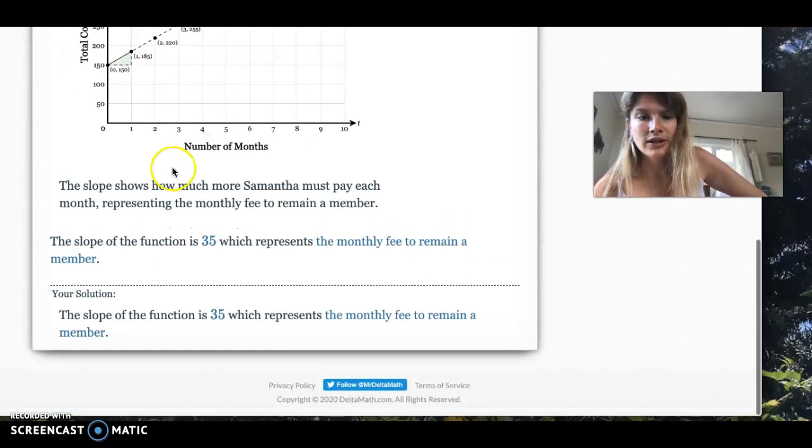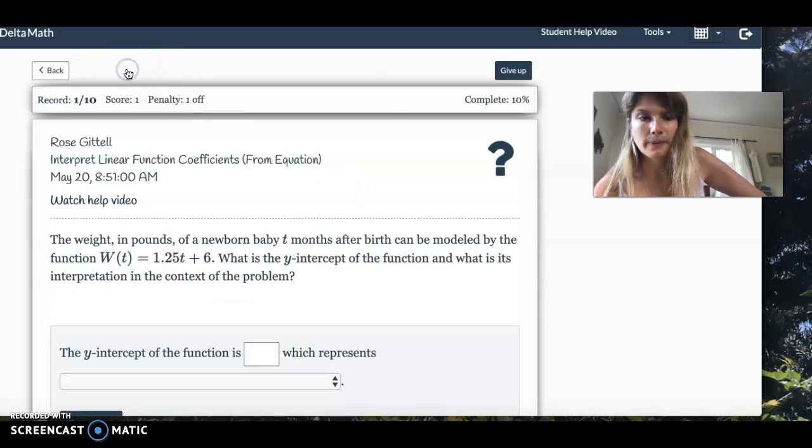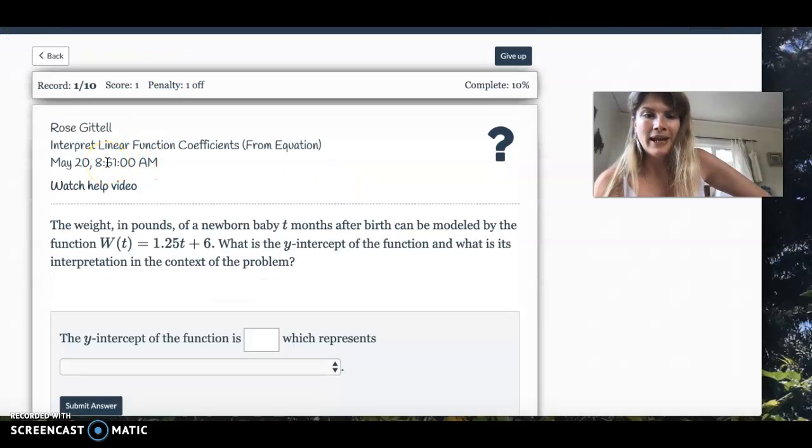Okay, let's do one more. The weight of a newborn baby, t months after birth, can be modeled by the function w of t equals 125t plus 6. What is the y-intercept of the function, and what is its interpretation in the context of the problem? Okay, so the slope is the number next to the variable. The y-intercept is the constant, the number that's separate, that doesn't have any variable attached. So 6 is the y-intercept.